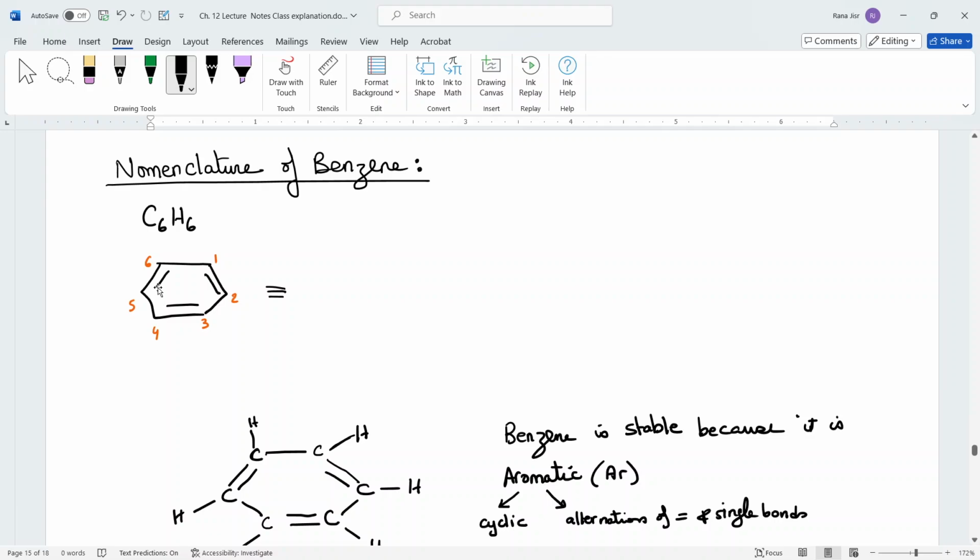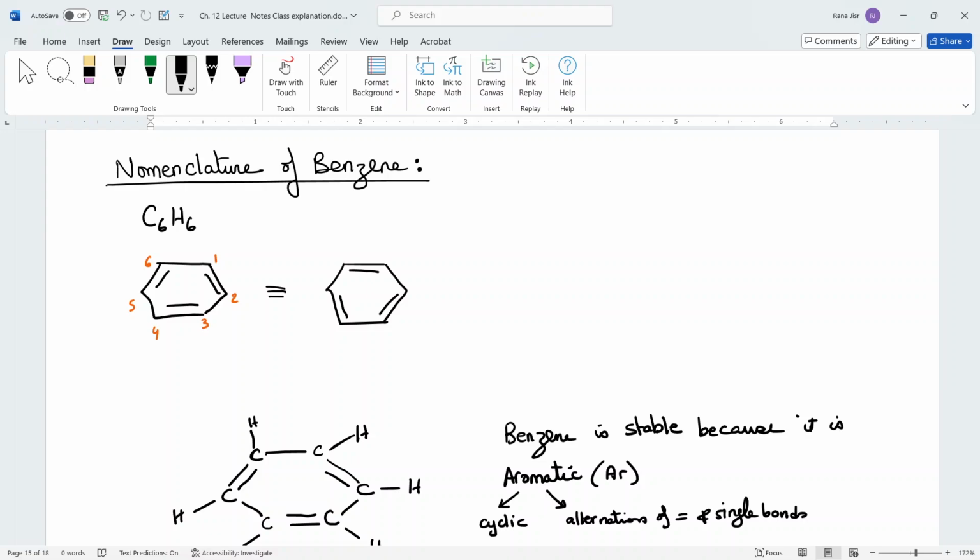Now, when you represent benzene, there are two different representations actually for benzene, because those double bonds that you see in the benzene can move along the cycle. So you can represent the benzene by having a double bond between carbon numbers 1 and 2, or, if I keep the same numbering, you can represent the benzene like this here.